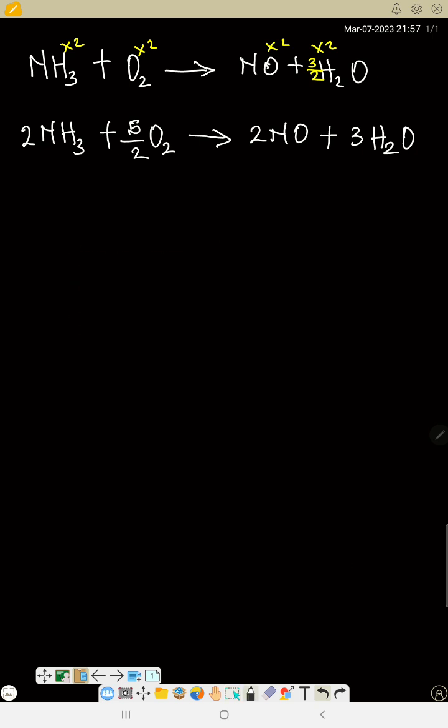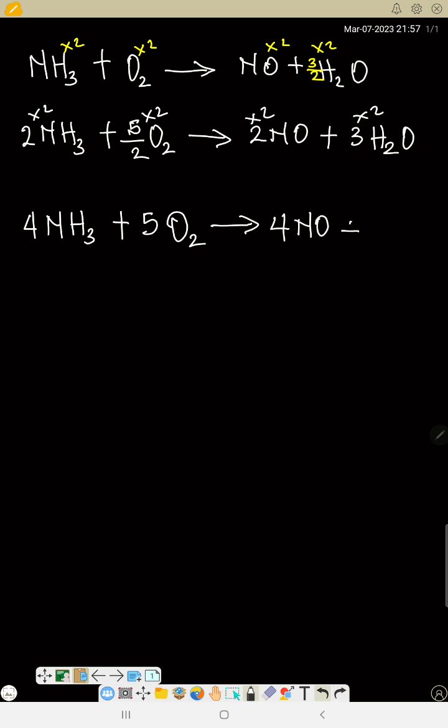So if I now want to remove this 2, I have to multiply everything by 2. So everything will be 4NH3 plus 5O2. Remember that these two will cancel out that two to give 4NO plus 6H2O. So now everything is balanced.